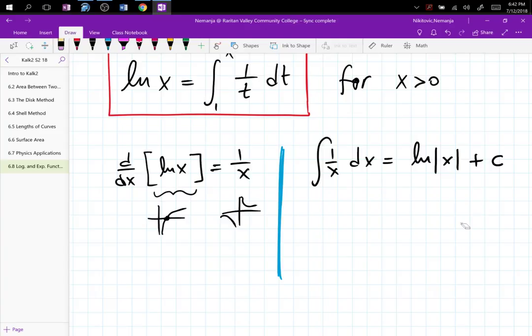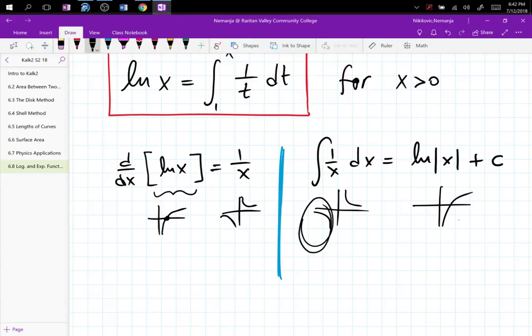Now, observe what happens here. Your input has both negative and positive numbers allowed as input. Without absolute value, your range would only be this. So all of these numbers would have nothing to map into. But with the absolute value, you are gaining another branch. So now positive and negative numbers have somewhere to map.